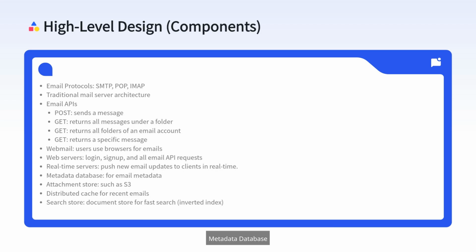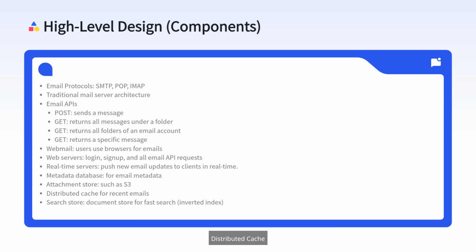Metadata database. This is a relational or NoSQL database that stores email metadata, sender, recipient, timestamps, folder info, read/unread status, while keeping the actual message body separate for flexibility. Attachment store. File attachments are large and don't belong in a transactional database. Instead, we use object storage like Amazon S3, assigning each attachment a reference link stored alongside the metadata.